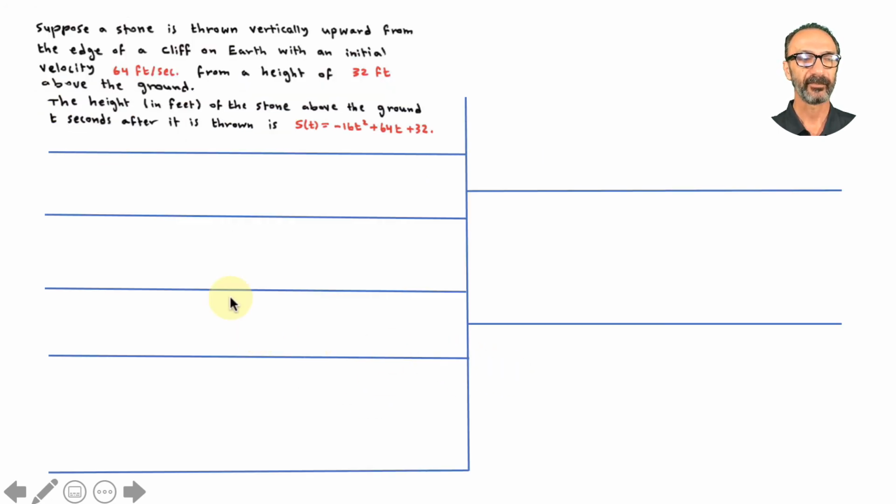Another example. Suppose a stone is thrown vertically upward, now this time upward, not down, from the edge of a cliff on Earth with an initial velocity of 64 feet per second from a height of 32 feet above the ground. The height in feet of the stone above the ground t seconds after it is thrown is s of t equals negative 16t squared plus 64t plus 32. This time I was able to fit everything in one page, and I'm reading it a little bit fast, but we're gonna see everything clear.